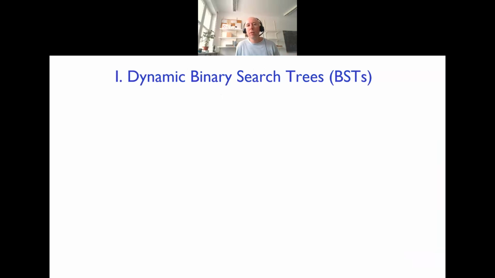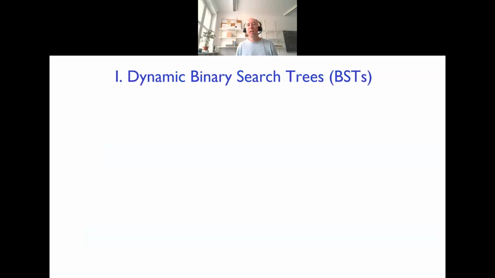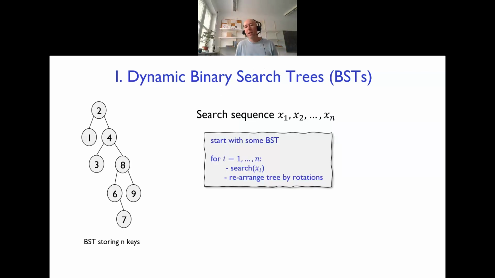Okay, so I will talk mostly about the second of the results, dynamic binary search trees. So here is the setting. We start with some tree storing n keys, and we have a search sequence of n searches, and we have to perform all these searches in the usual way. For example, if we search for 6, we search down from the root along the search path to 6.